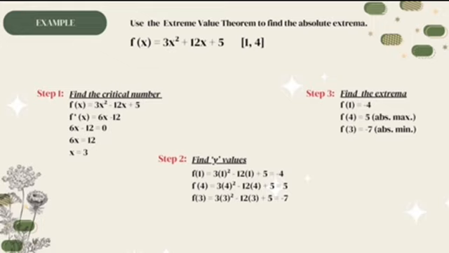Next step is to evaluate the function at the given interval endpoints together with the critical value. Substitute into the function and it will result that f of 1 is equal to negative 4, f of 4 is equal to 5, f of 3 is equal to negative 7. So the last step is to determine the values, which is 5 is the absolute maximum and negative 7 is the absolute minimum.